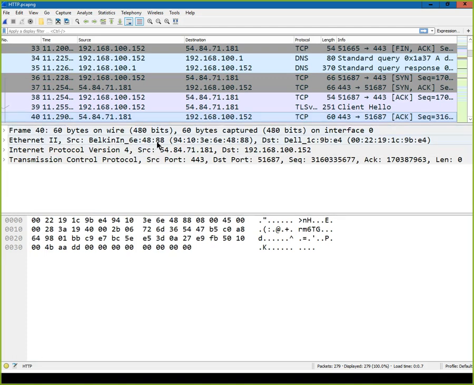When you look down in here, we have the MAC addresses, the IP addresses, and the TCP, the port numbers, the source port and the destination ports for the devices themselves.